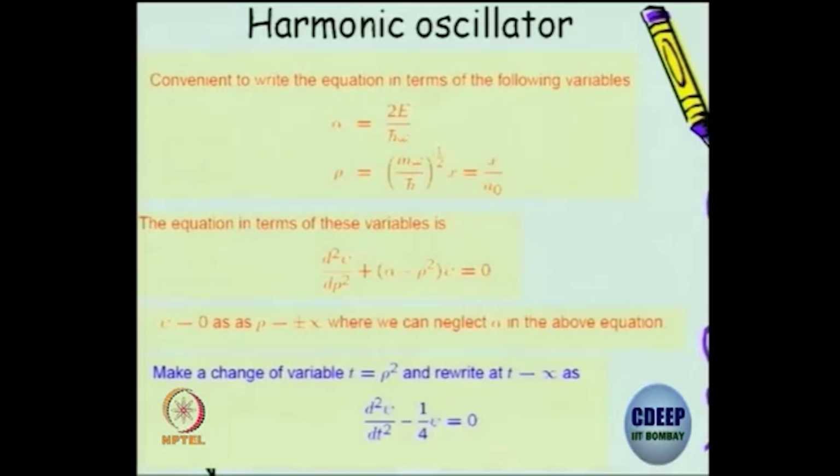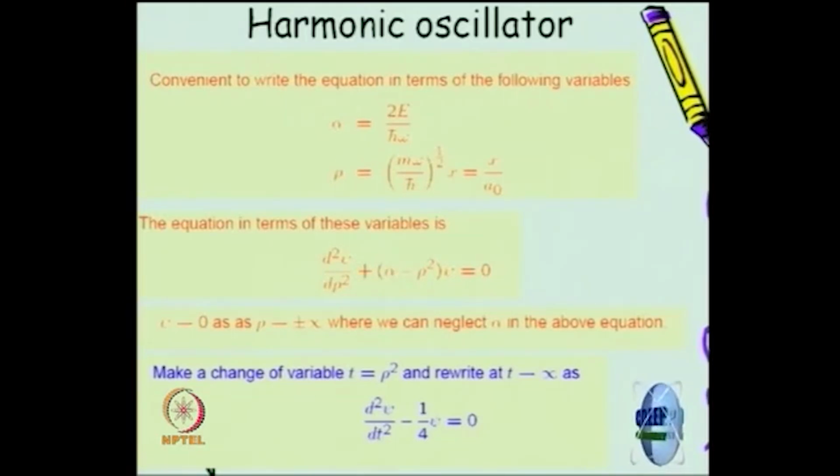And you can also, for convenience, make another change of variable and make it look like your familiar equation. As rho tends to infinity, I can neglect alpha and rewrite in terms of another variable t, which I am calling rho squared. Don't confuse this t with time or some other variable. This is valid only for rho tending to infinity, and therefore t should tend to infinity. This equation is the simplified equation when rho is very large. You all agree? Because only when rho is very large can I ignore this alpha term.